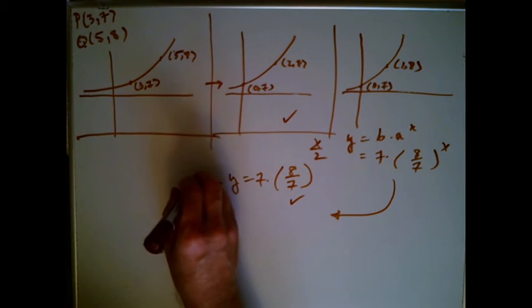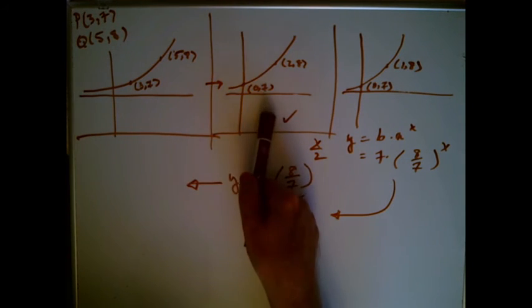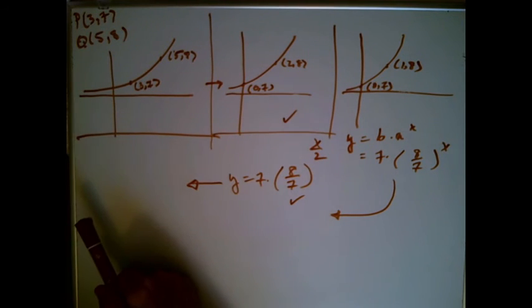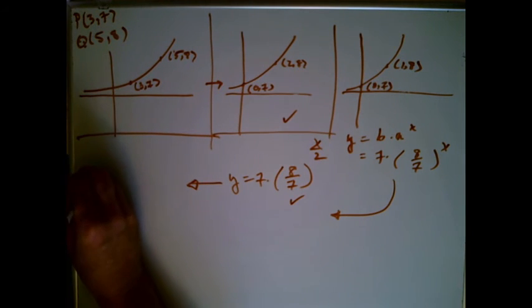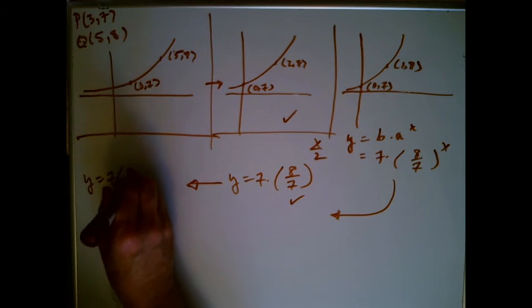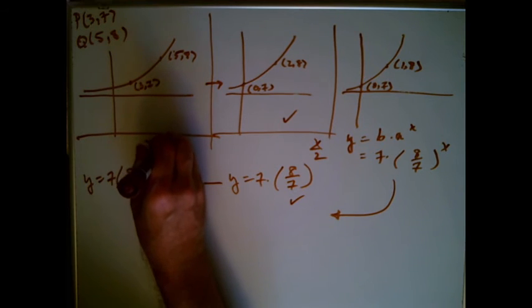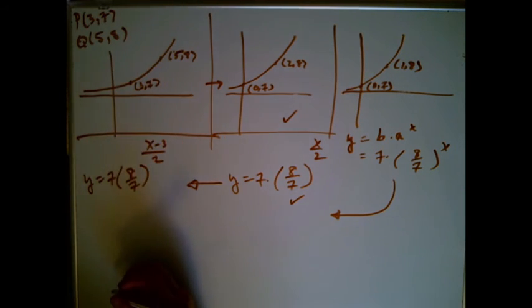Now, we're going to try to work our way back and get the equation of the original graph. We now have the equation of our middle graph. What do we have to do to our middle graph to shift to our original? Shift it to the right 3. Well, we know that, again, changes x. What I need to do is just put in 7 times 8/7 to the (x minus 3) over 2.